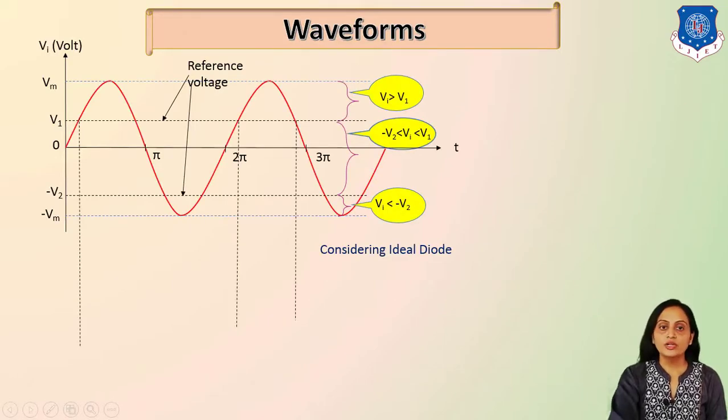So the input voltage, that is the sinusoidal signal, is shown over here, and the positive peak, that is Vm, and the negative peak, that is minus Vm, are shown. The two reference voltages are plotted over here. V1 is positive and minus V2 is being plotted, and three voltage ranges are shown over here.